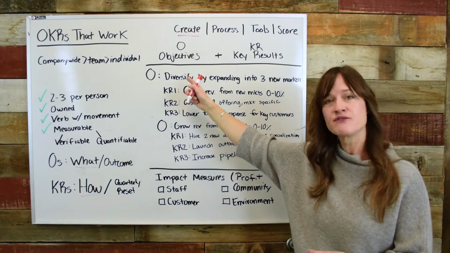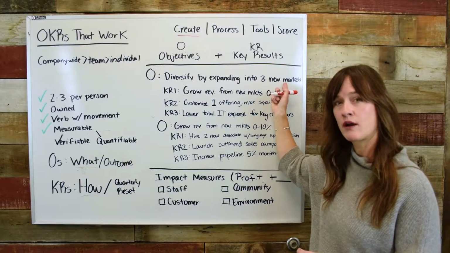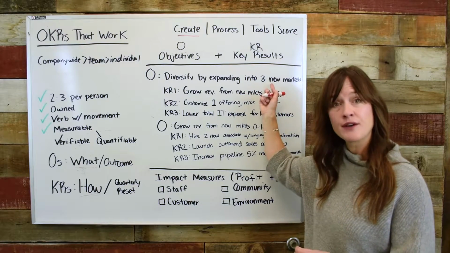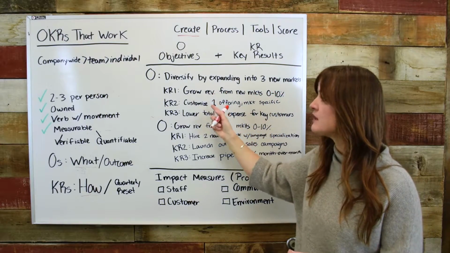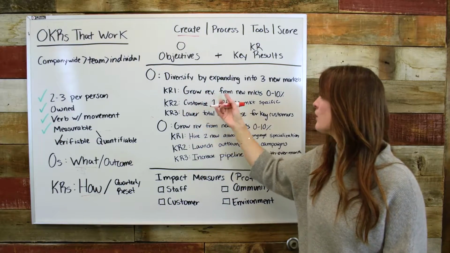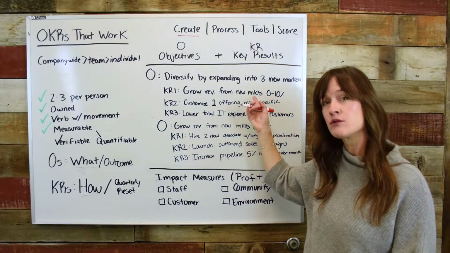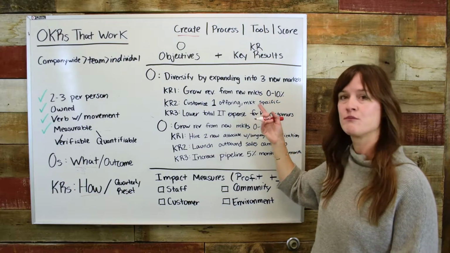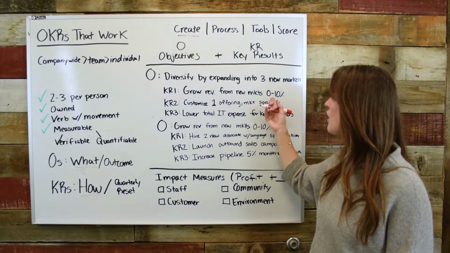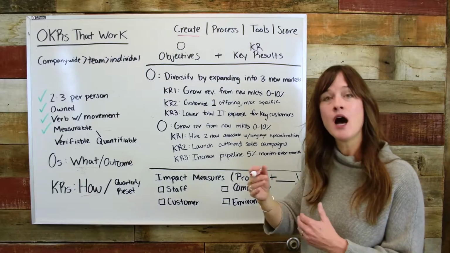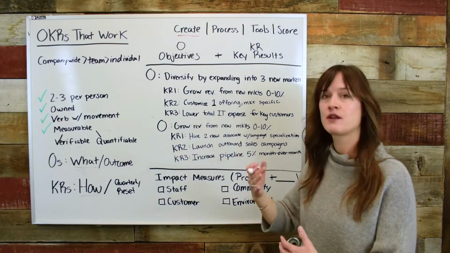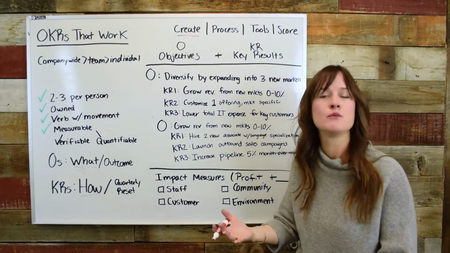So if the outcome is diversifying by expanding into 3 new markets, it's really specific, it's ambitious, it's big, it's a clear outcome to the organization. And there are 3 things that I would need to do in order to deliver that particular outcome. Growing revenue from the new markets is a really specific key result. And I'm certainly not going to go from 0 to 10% in a 90-day period. That's crazy. But maybe I'll set a target here that is specific to the upcoming quarter, maybe 1%. And then when I reset my KRs for the next quarter, I might change the target to 2% or something like that.